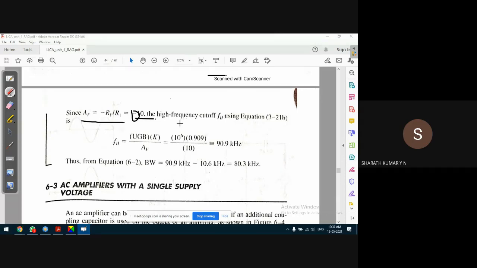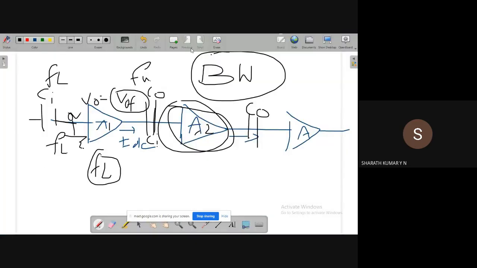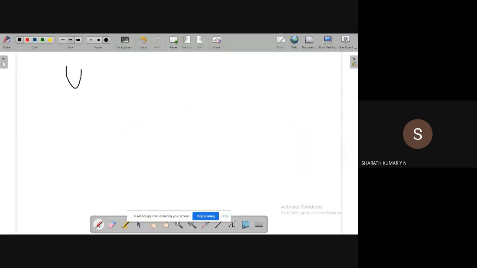The higher frequency cutoff F_H can be calculated as the unity gain bandwidth divided by the gain. This formula was not discussed earlier. This is one way of finding the upper cutoff frequency. If you remember, in one of the previous classes, I had discussed what is known as the unity gain bandwidth, as one of the characteristics of an operational amplifier. I think two classes back, something like this.